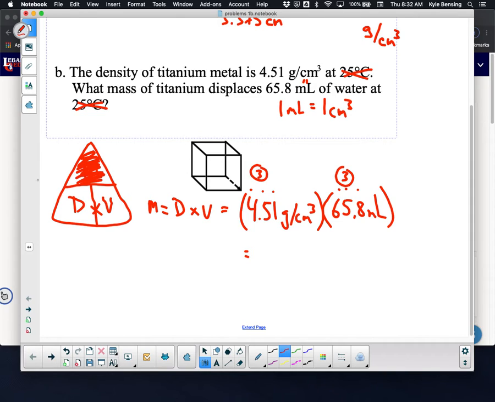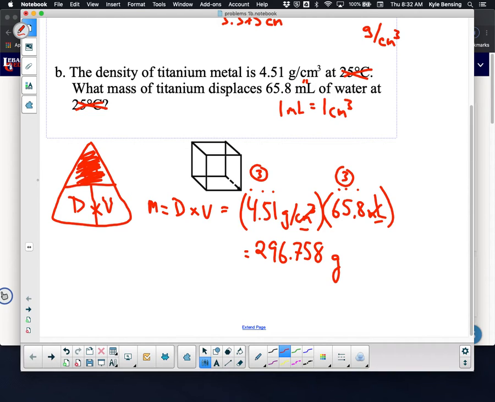So 4.51 times 65.8 equals 296.758. This is off of the calculator. Notice my centimeters cubed and milliliters will cancel, because one is on the bottom and the other is on the top, which means I'm left with just grams.